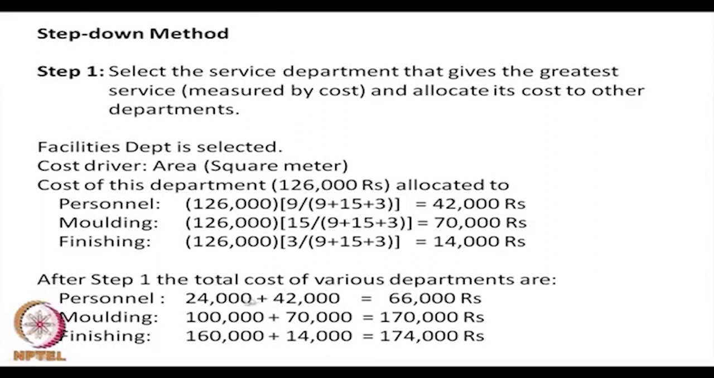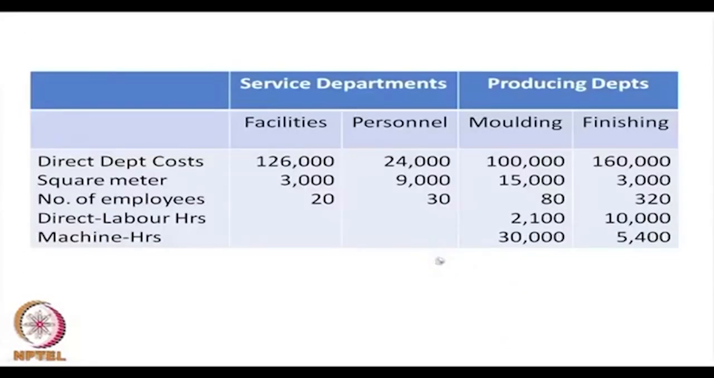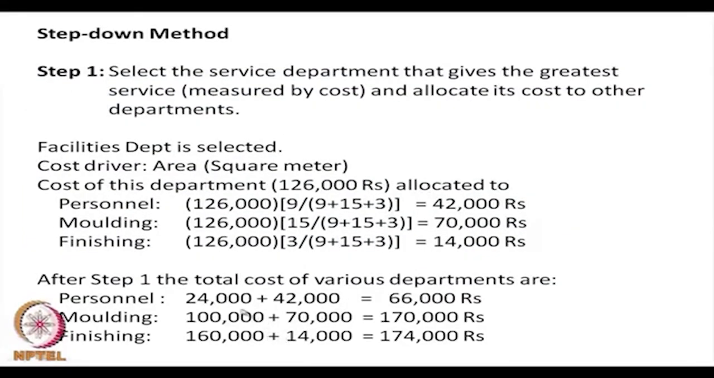Its own direct cost plus the allocated cost. For example, in the personnel department, the allocated cost was 42,000 and its direct department cost is 24,000. So, 24,000 plus 42,000, that becomes 66,000, which is therefore the cost of personnel department. Molding department becomes the direct cost, which was 100,000, plus the allocated cost 70,000, that makes it 170,000. Finishing department is 160,000 direct cost plus 14,000, that makes it 174,000 rupees.